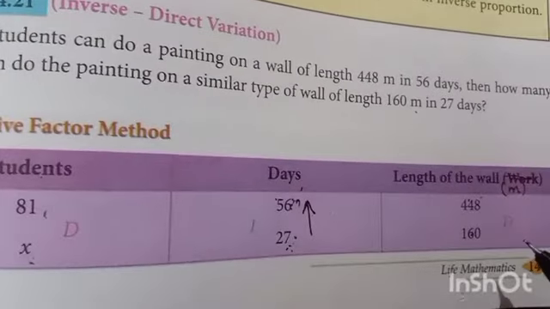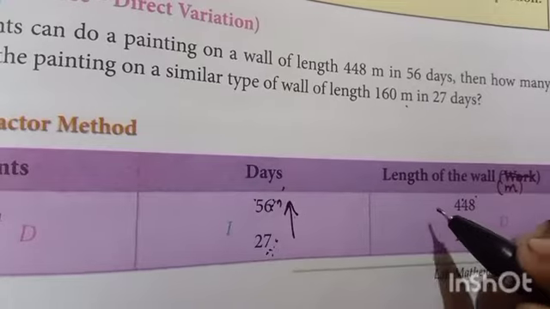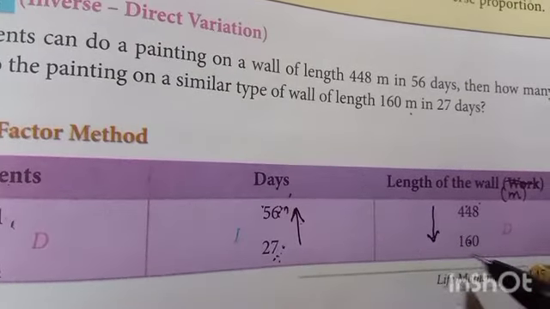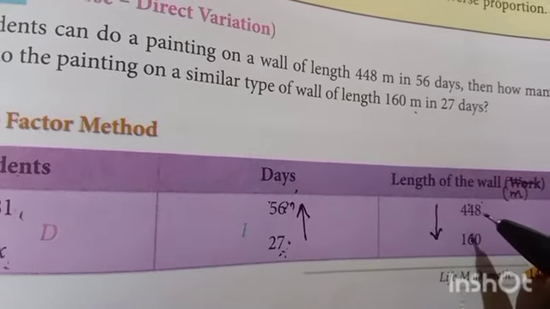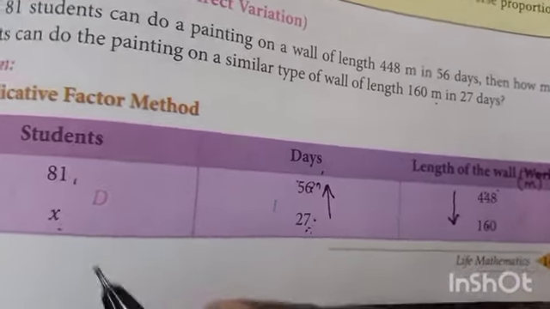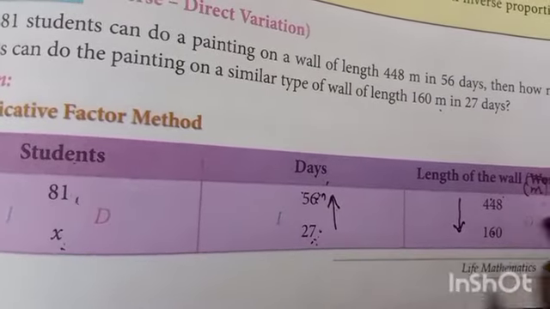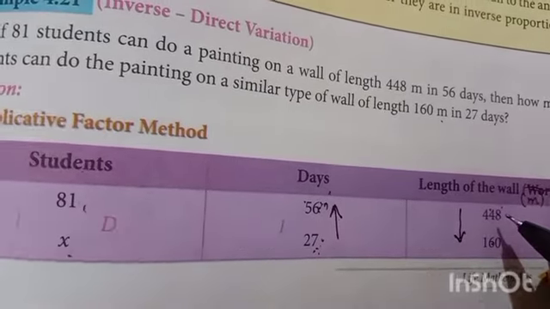It is a direct proportion, direct variation. For direct variation you have to use the downward arrow mark. So what is the multiplying factor? 160 by 448. Then finally, how do you find this? 81 into 56 by 27 into 160 by 448. Then you cancel.